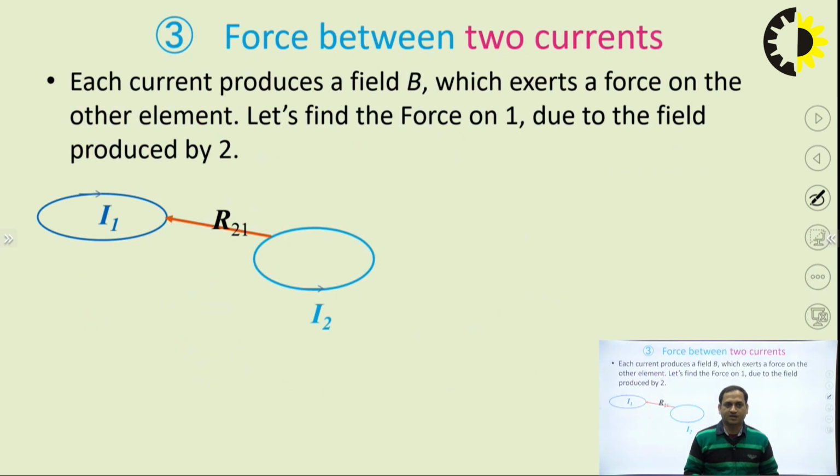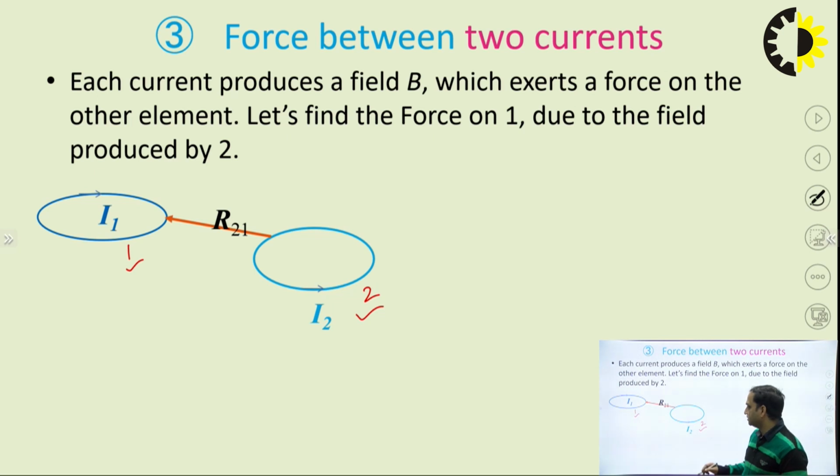So the third case is the force between two current elements. Here there are no external sources. We have two current elements. One current element has its own magnetic field, and the second current element has its own magnetic field. So the scenario is: we have current element number 1 here, and this is the current loop or current element number 2, and we want to find the force onto current element number 1 due to current element number 2.